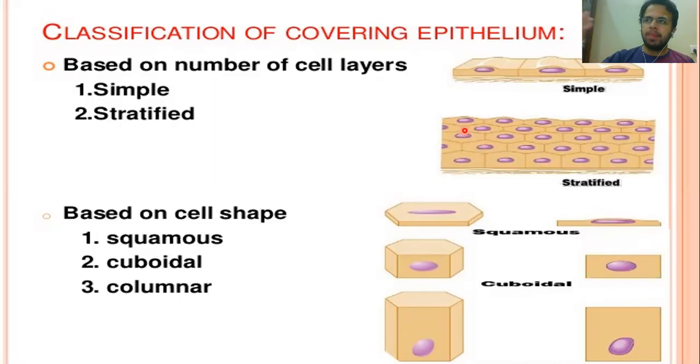So if the epithelial cells are of multiple layers, then we classify that kind of epithelium as a stratified epithelium, right? The simple epithelium is a kind of epithelium which has only a single layer of epithelial cells, and a stratified epithelium is a kind of epithelium which has multiple layers of epithelial cells. So this is the number 1 point, how you classify the epithelial cells.